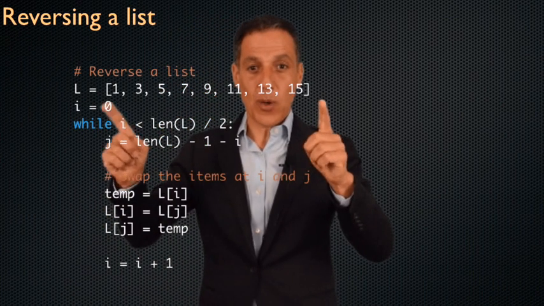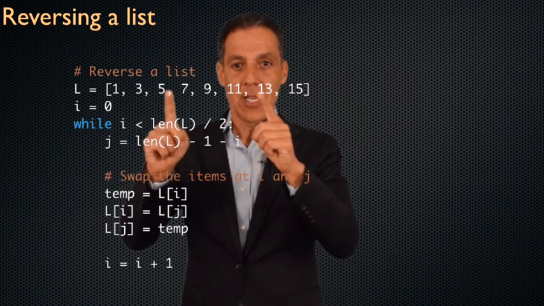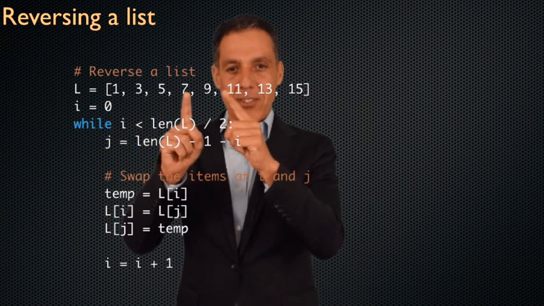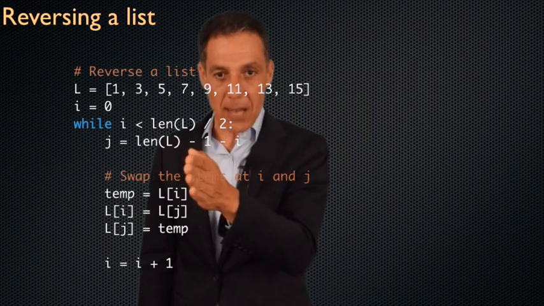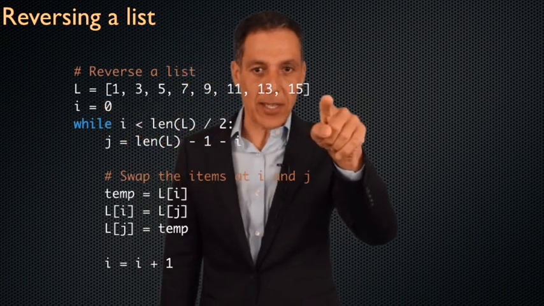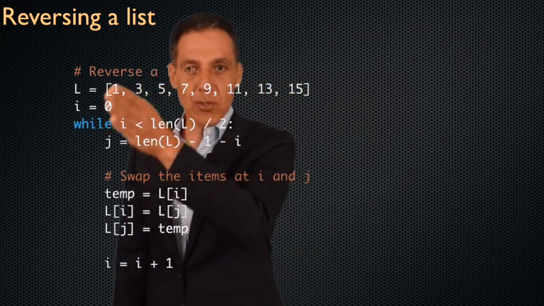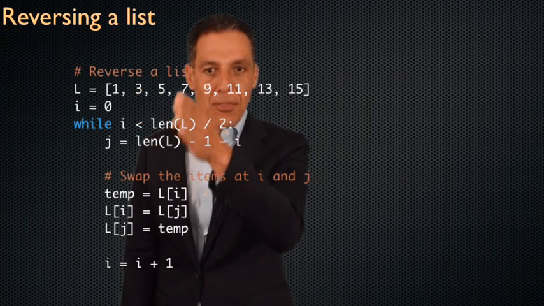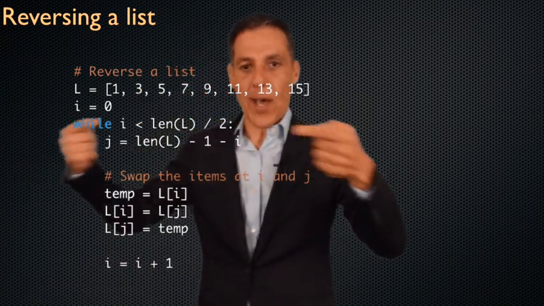Because I want to swap the 1 and the 15, the 3 and the 13, the 5 and the 11, and the 7 and the 9, and then I want to stop. So this has an even number of elements, so I want to go from 0, 1, 2, 3. All right, so let's check the while loop.